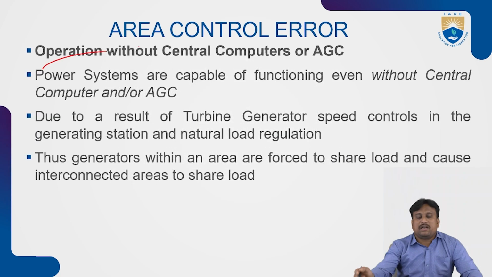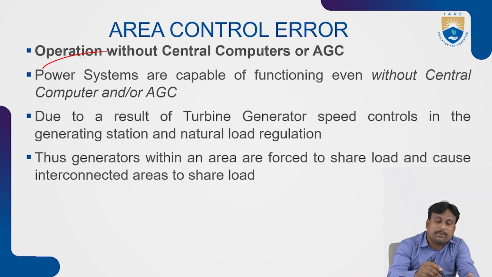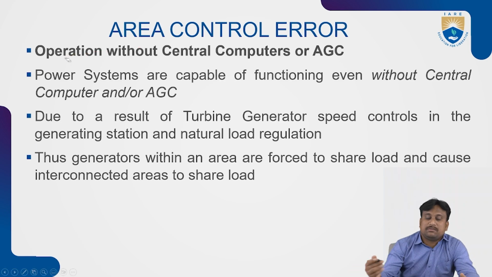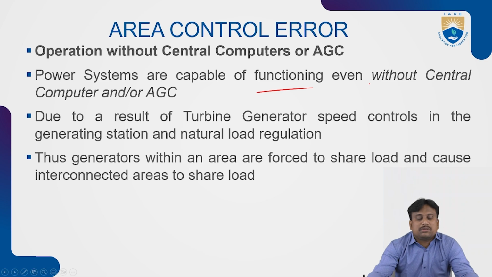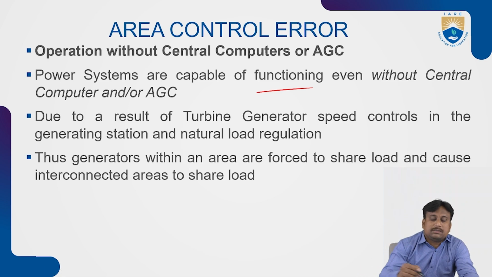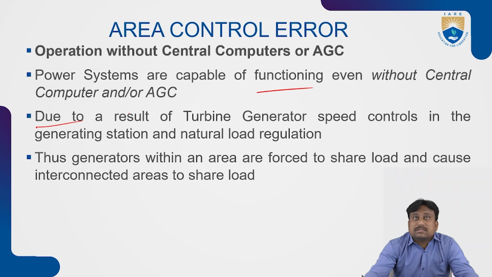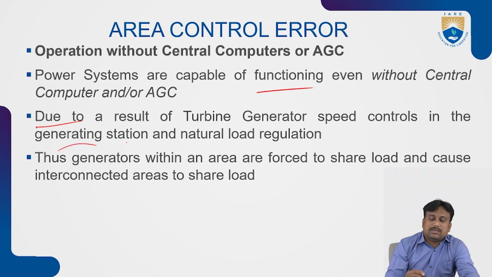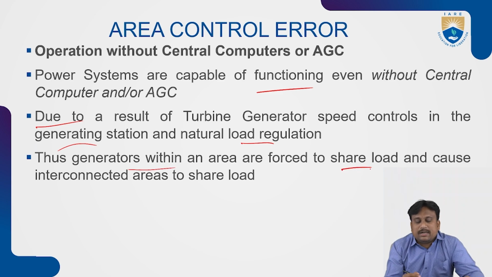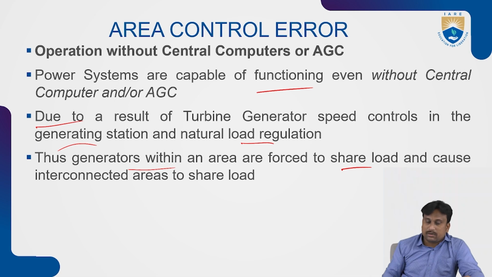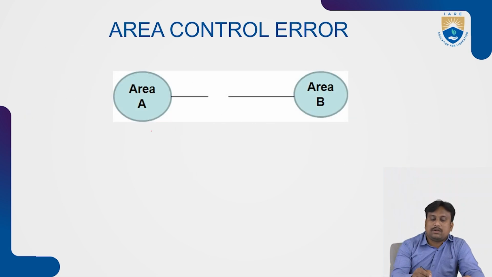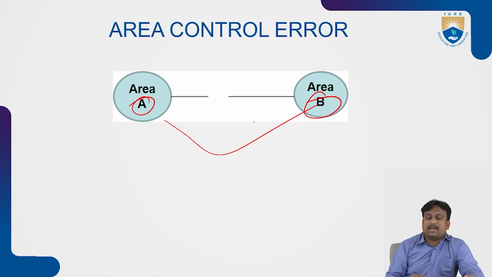So here operation without central computers or AGC is considered. That means power systems are capable of functioning even without a central computer or AGC. This is due to turbine generator speed controls in the generating stations and natural load regulation, so the generators within that area are forced to share the load and cause the interconnected areas to share load as well. So this is one of the two area systems, with area A and area B. They are tie-lined to each other by the interconnected AGC system.